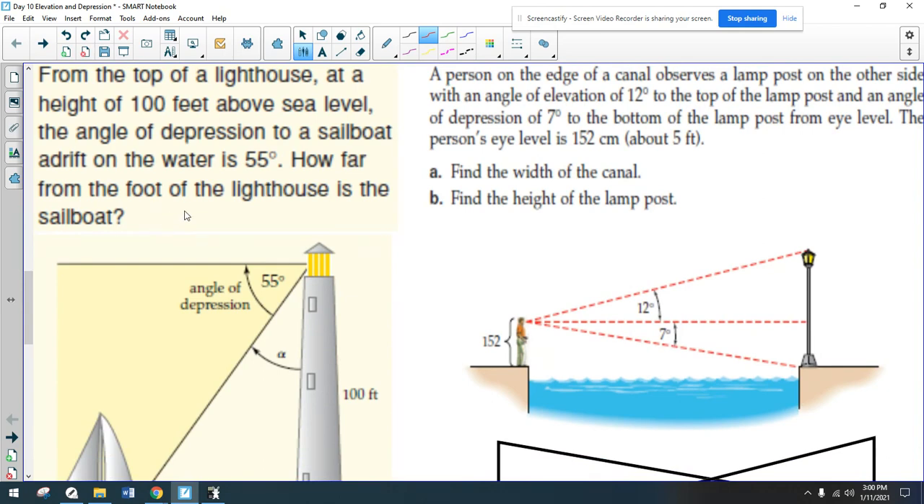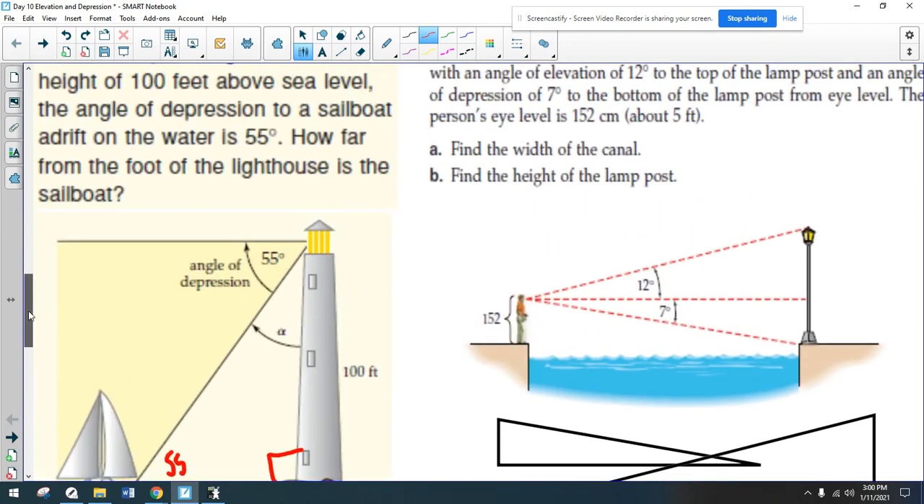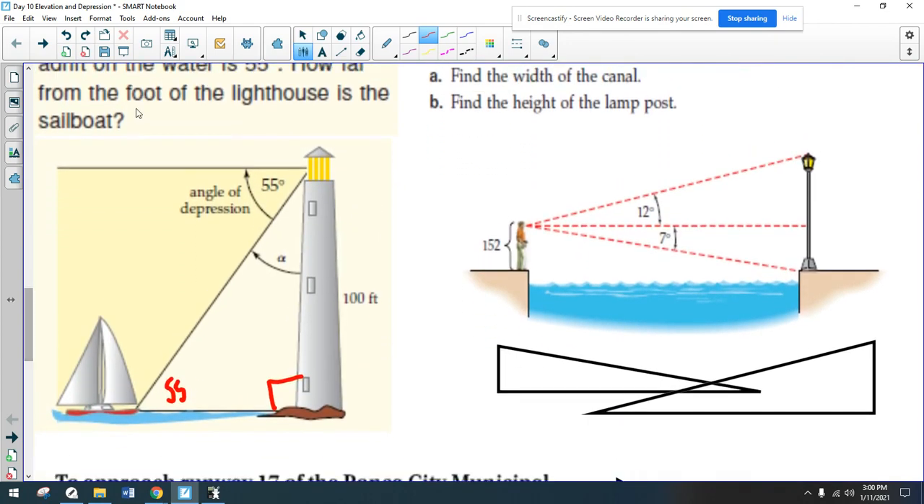Okay, so top of the lighthouse, height is 100 feet. So here's my 100-foot lighthouse. And then it says angle of depression is 55, which means this will be 55 because they're alternate interiors. So like I said, regardless if it says elevation or depression, it's always the angle on the bottom with your 90-degree angle. Okay, and then it says how far from the foot. There's that word again. When you see foot, think of your foot. It's on the bottom. So foot of the lighthouse to the sailboat is what we're looking for.